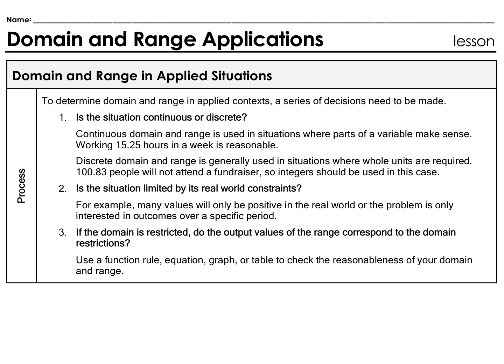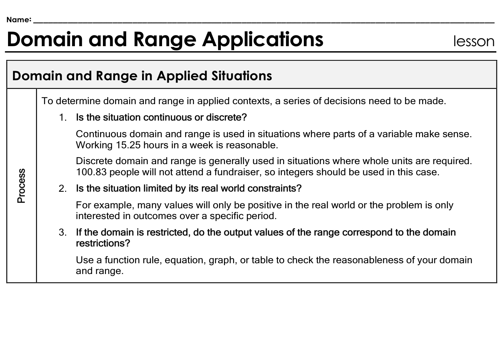First, is the situation continuous or discrete? Continuous domain and range is used in situations where parts of a variable make sense. Working 15.25 hours in a week is reasonable. Discrete domain and range is generally used in situations where whole units are required. 100.83 people will not attend a fundraiser, so integers should be used in this case.